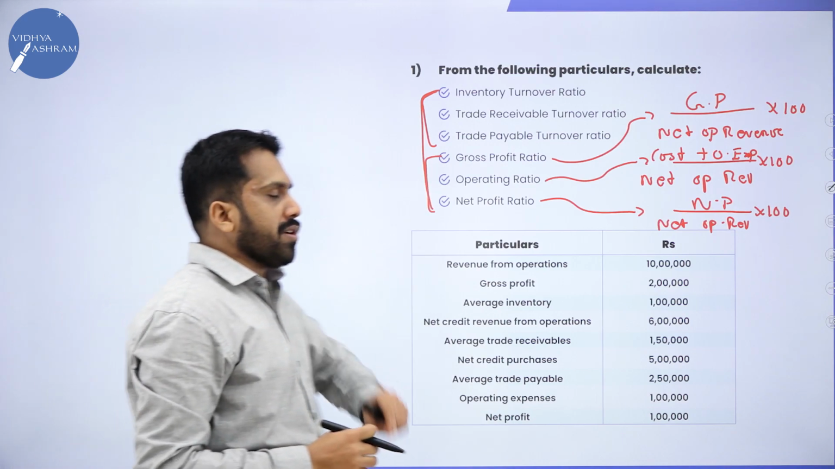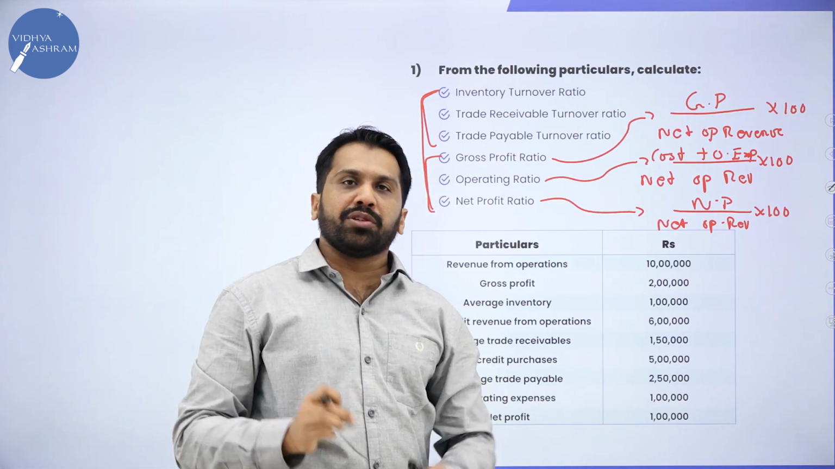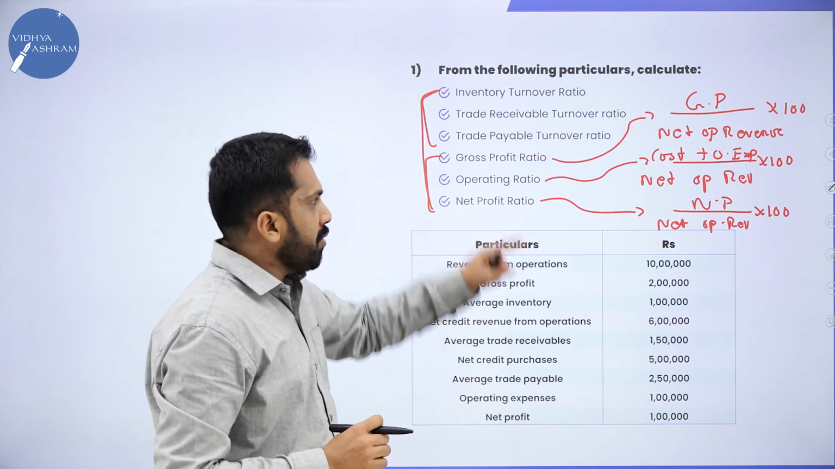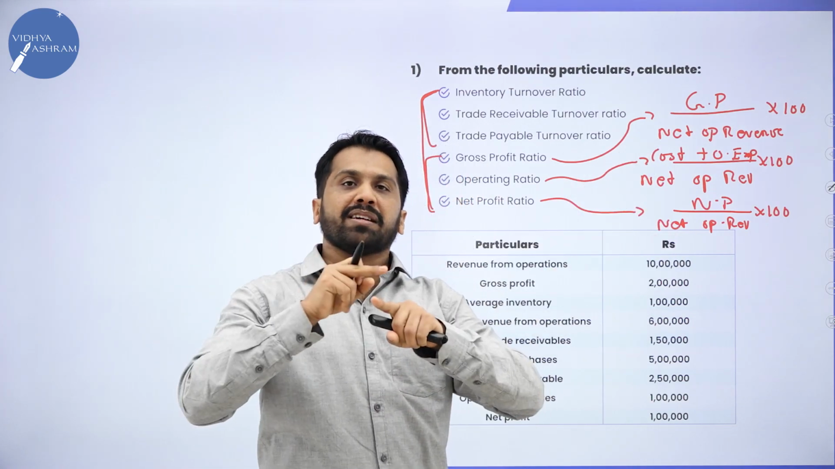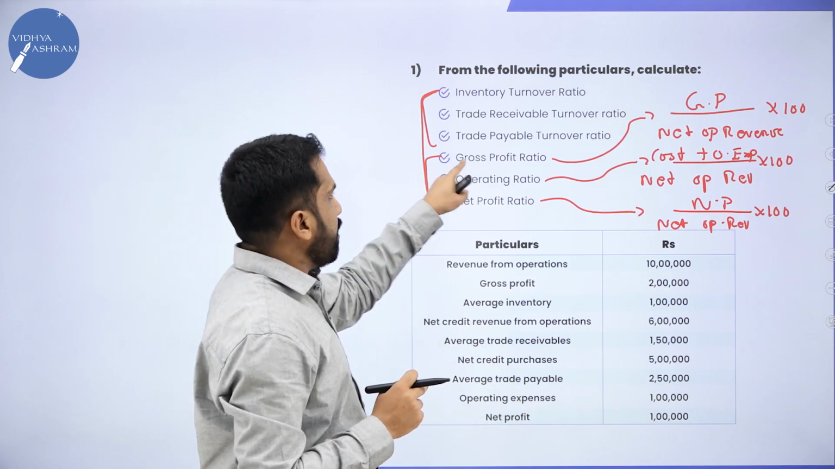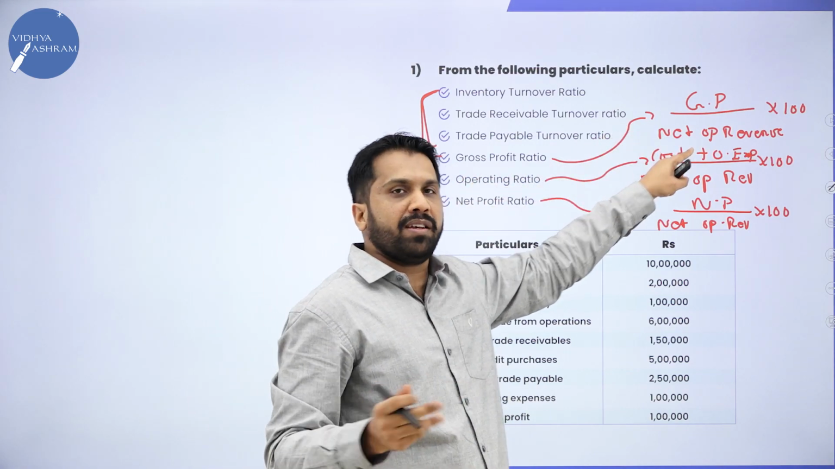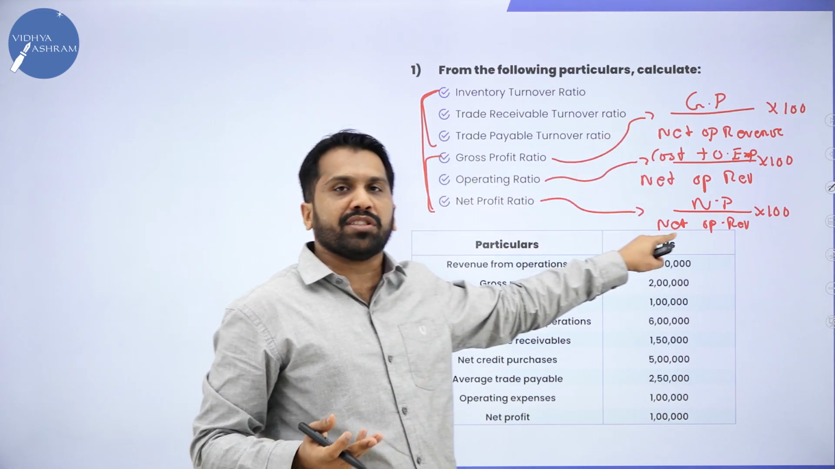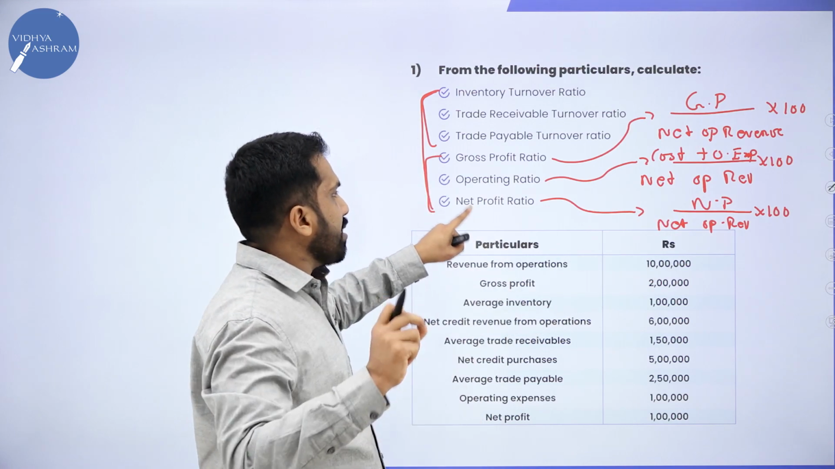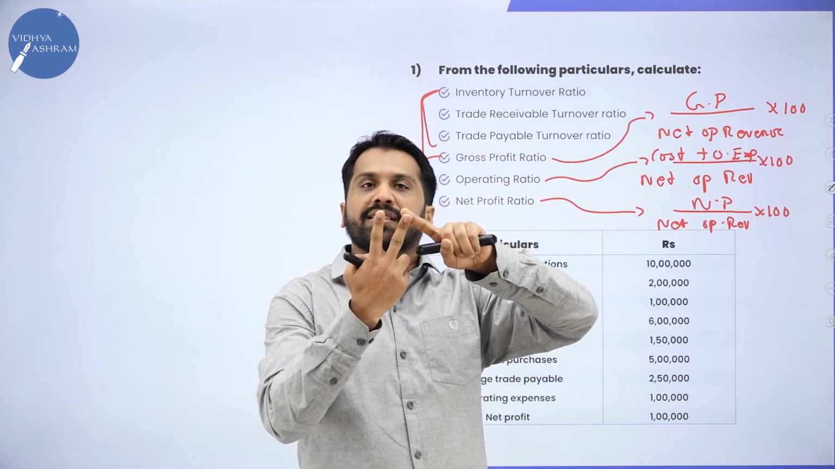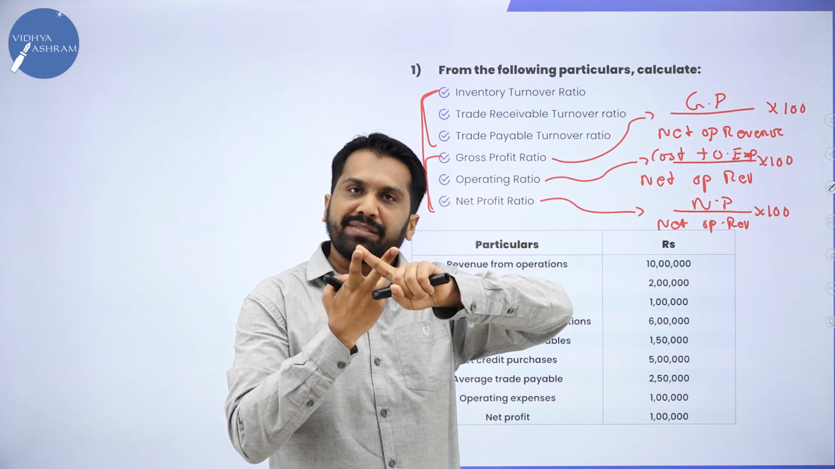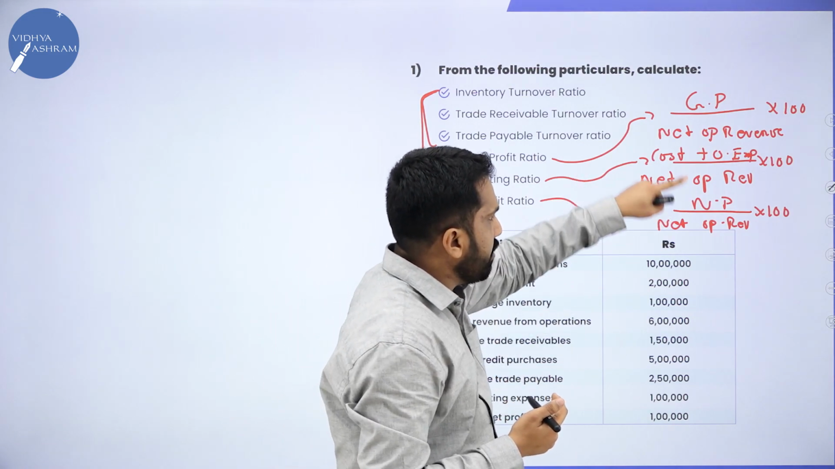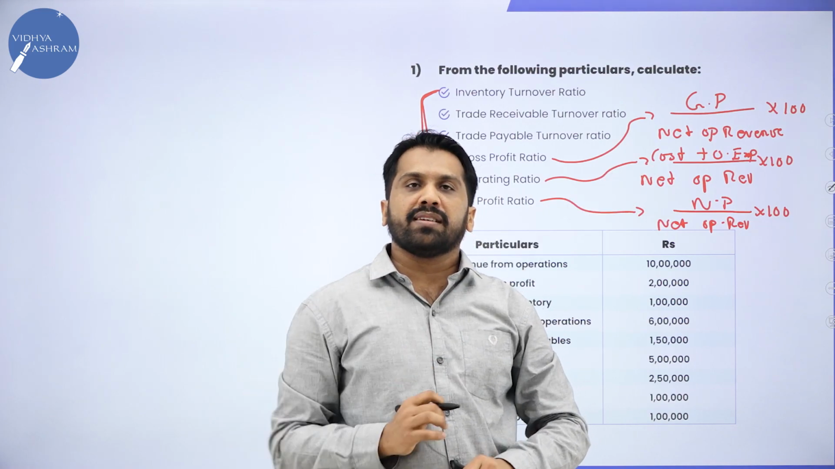So this is all about your profitability ratio. Easy to remember. What is the denominator? Sales, sales, sales, multiplied with 100. For gross profit, it must be GP. For net profit, it must be NP. But for operating, you have to take 2 things: cost of operation plus operating expenses. This is the formula for your profitability ratio.